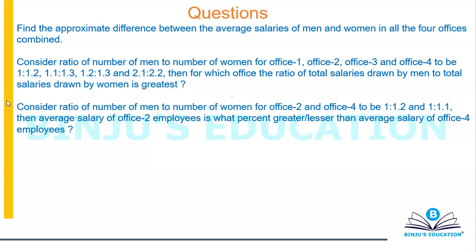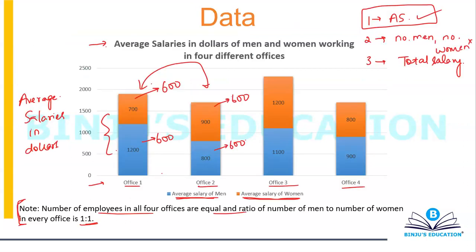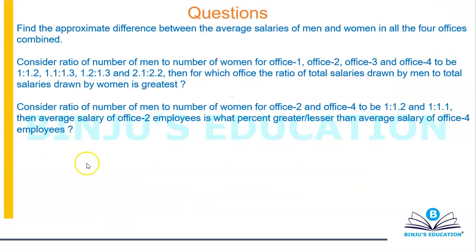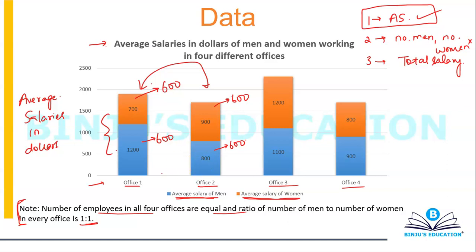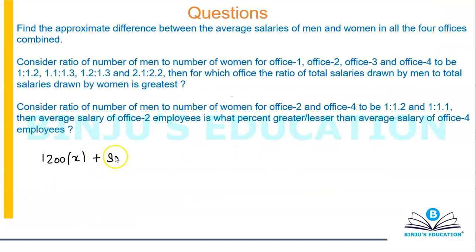Find the approximate difference between the average salaries of men and women in all the four offices combined. Now, if I want to calculate the average salary of men of all the four offices, first of all I need to know the total salary of men in all the four offices. So for office 1, it is 1200 multiplied by, let's say, x. Let's take x to be the number. For the second one, it's 800 into x. It has to be x.